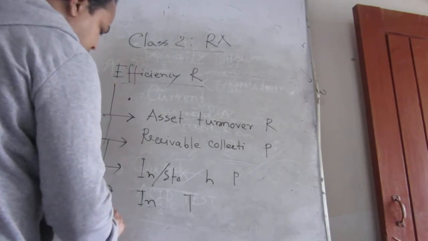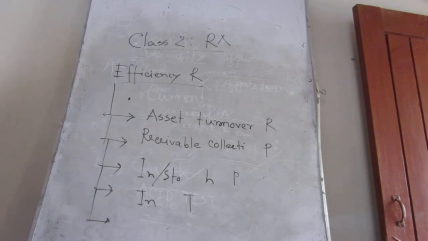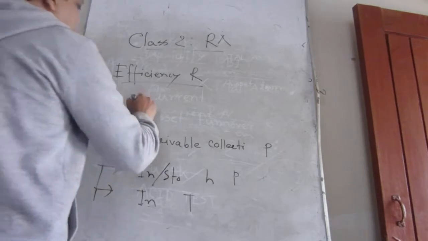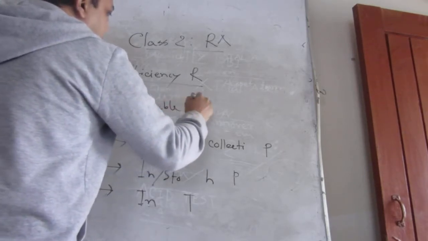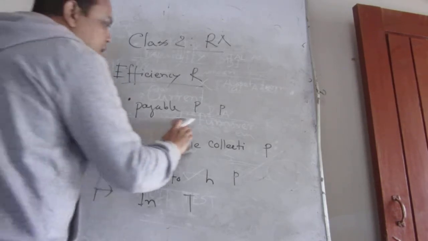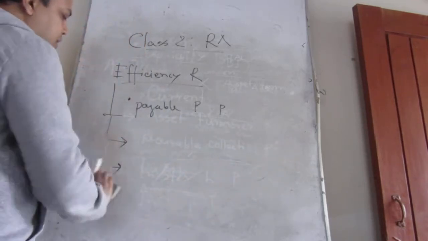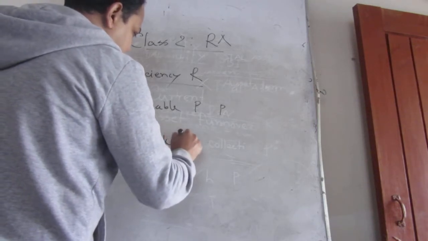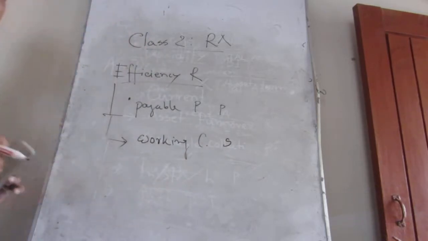Then we will discuss payable payment period. Sir, what was after asset turnover ratio? Receivable collection period. You don't need to remember these, you will get them in the notes. Then the payable payment period, and last of all, at the end, we will discuss the working capital cycle.